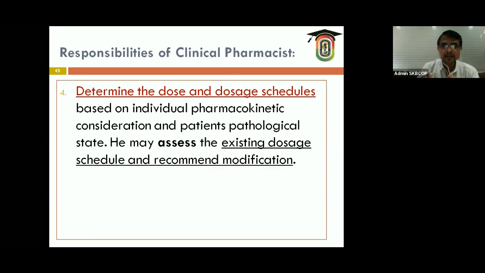क्या डोज होना चाहिए और कैसा डोसेज शेड्यूल होना चाहिए. ठीक है, डोज मतलब कितना क्वांटिटी, कितना अमाउंट ड्रग, और डोसेज शेड्यूल मतलब कौन से समय पर, कौन से टाइम पर. ठीक है, that is the difference between dose and dosage schedule. So that would be based on the individual patient's pathological state and the patient's pharmacokinetic considerations; on that basis the pharmacist will decide the dose and the dosage schedule.